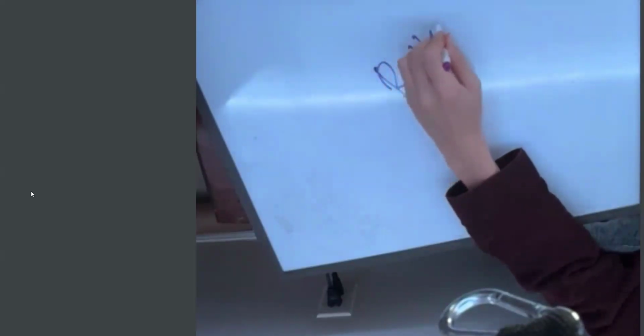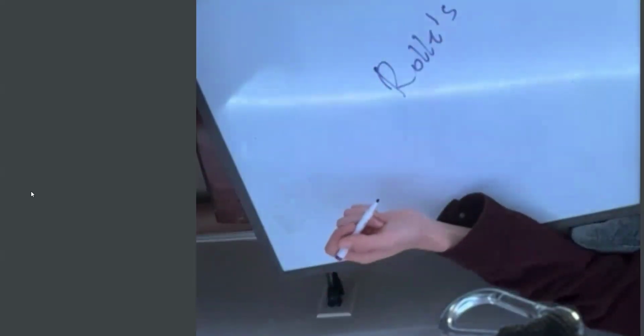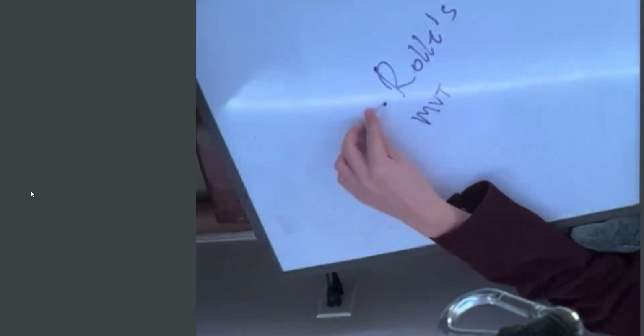Rolle's theorem and MVT, we're going to talk about those. Rolle's theorem helps us know that the derivative equals 0 at one point in the interval. That's what we're able to know for that.